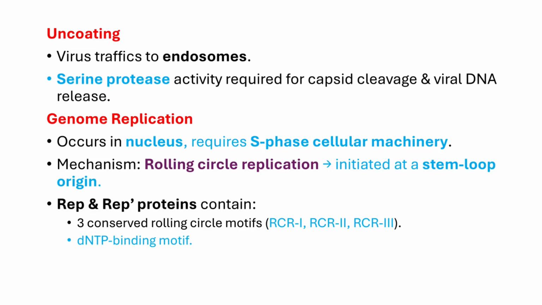These include the RCR1, RCR2, and RCR3 motifs, essential for DNA cleavage and ligation, and a dNTP binding motif, which helps capture and utilize nucleotides during DNA synthesis. Together, these steps enable efficient amplification of the viral genome, setting the stage for capsid assembly and production of new virions.